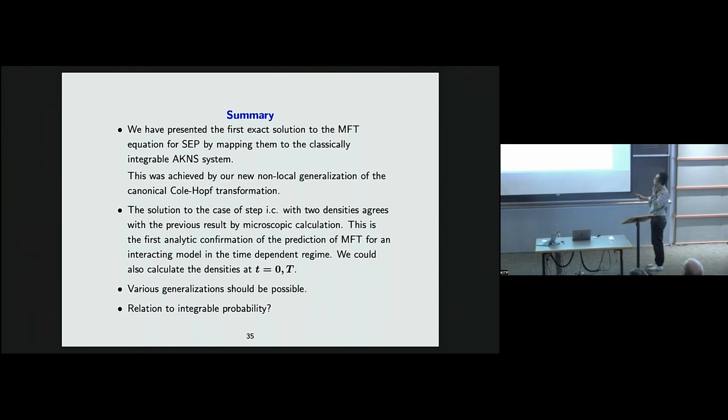Yeah, so the key of our result is this generalization of the canonical Hopf transformation. For the moment, we are sticking to this step density, with a step initial condition with two densities. And yeah, this is a confirmation. As you see, the scheme is quite general, so there should be various generalizations. We have been really working on this, but for the moment I have not been able to finish this by today. I was hoping to show a little more, but maybe for next time.